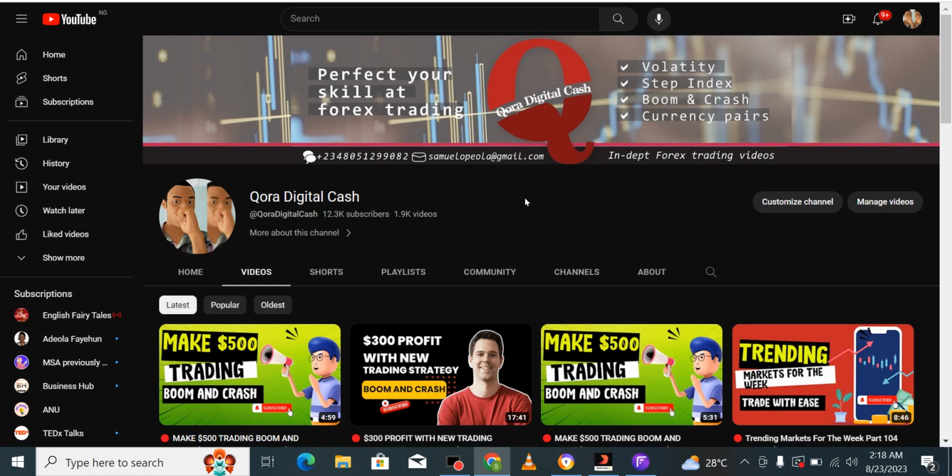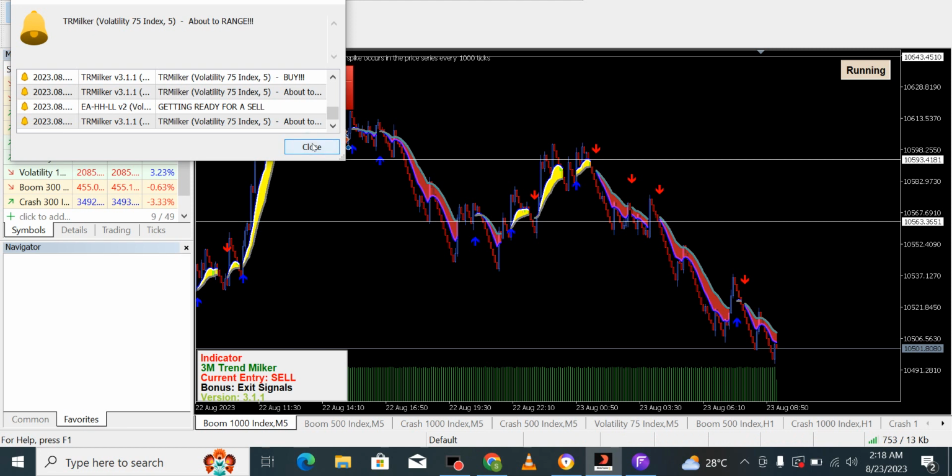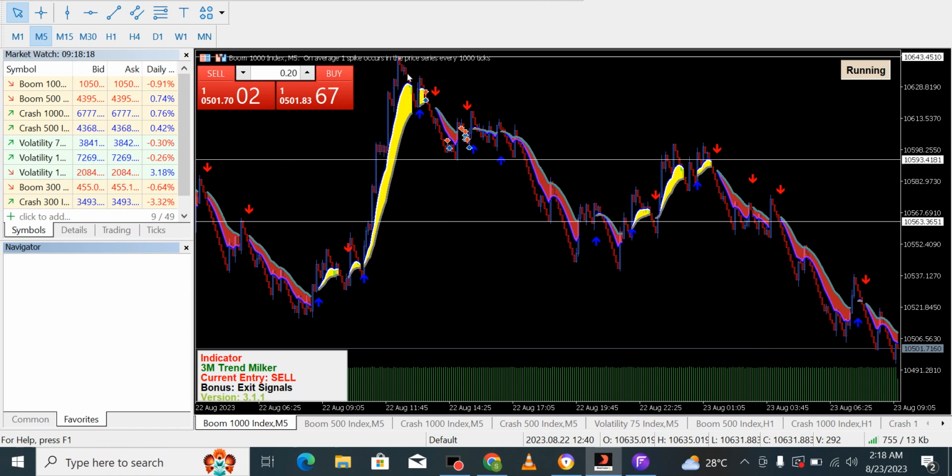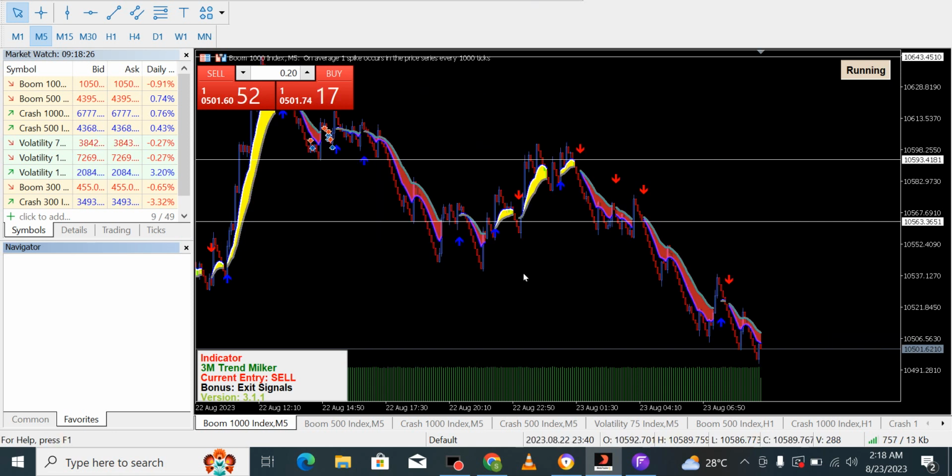Okay guys, quickly let's go straight into what we have right here, starting with Boom 1000. I'm using the 3M Trend Milker trading indicator to do my analysis right from here. And if you have noticed, this had been on a very strong downtrend right from this resistance zone. It got to this support zone, pulled back a bit, but went back again into a downtrend, and you can see it's been selling since then after breaking out from this support zone.